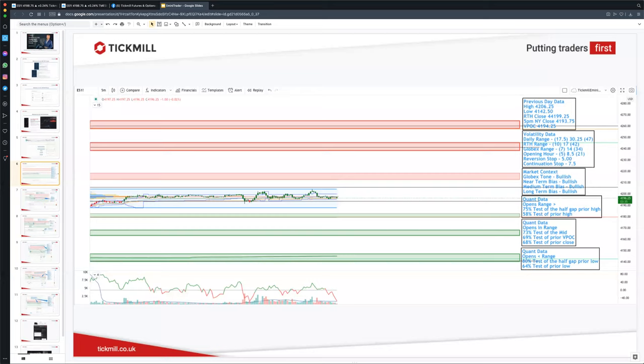I also highlight quantitative probability plays based on where the cash session, or the regular trading hours session, opens in relation to the prior days, either above, below, or in range based on key levels, and the probability of price testing these levels over an extended data set. This can prove very useful for trade entry, exit, and management.